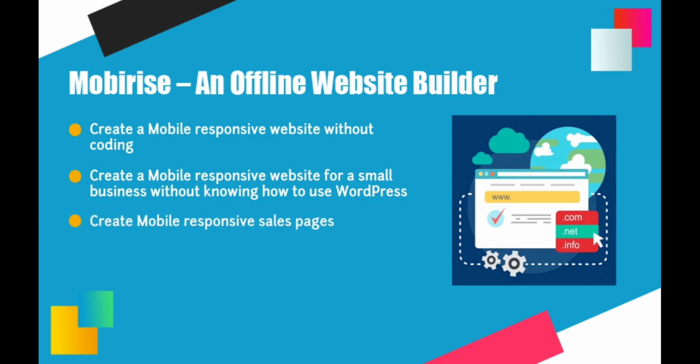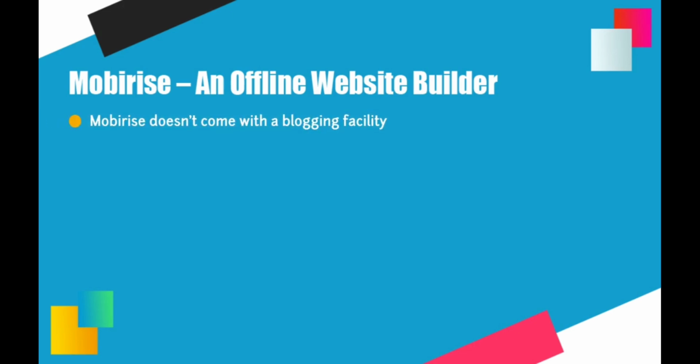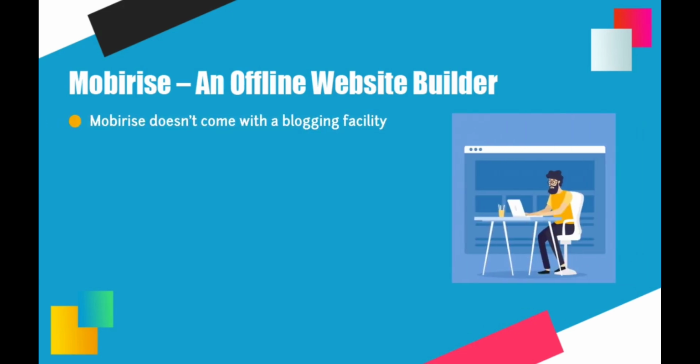You can create mobile responsive sales pages. You can create mobile responsive opt-in pages, again, without having to know a lot of other code. Now, here's the thing about Mobirise. It doesn't come with necessarily a facility that is central to blogging. I am going to show you some ways in which you can work around that. But let's say that what you do like about WordPress is that it really is good for blogging, right? And so you want to be able to have your business, or you want to be able to create a site for someone that has a business, and you want to give them the ability to blog also.